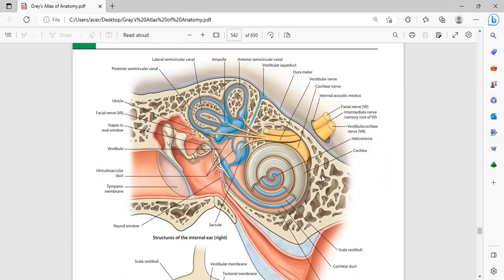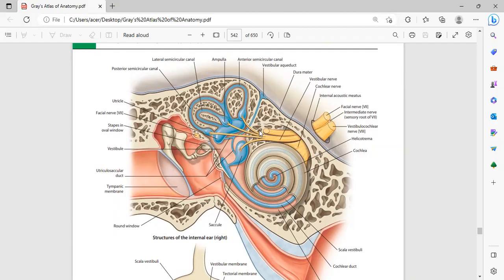The veins will form the labyrinthine vein. The labyrinthine vein will also leave the internal acoustic meatus, and it will go on to join the inferior petrosal sinus. Okay, so that will go out through this. And the nerve supply, as we know, is from the vestibular cochlear nerve.